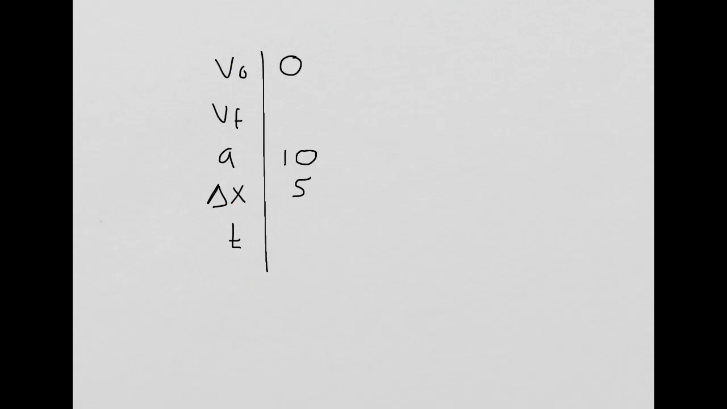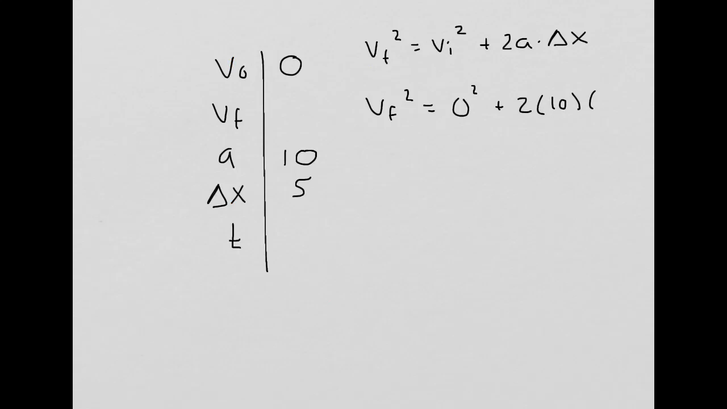Okay. You might recall from earlier videos this equation, Vf squared equals Vi squared plus 2a delta x. So I'm going to just plug in and I can find final velocity, which is what we need. So Vf squared is equal to 0 squared plus 2 times 10 times change in position, which is 5. So Vf squared is equal to 100. So Vf is equal to 10. Okay, so I know my final velocity now.